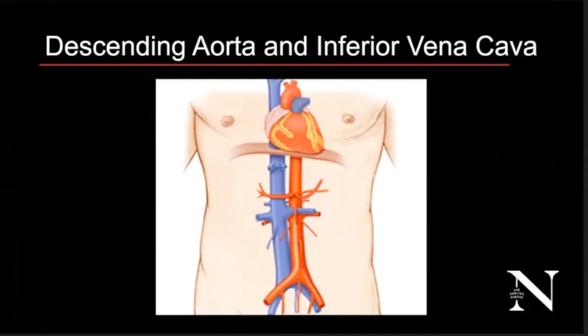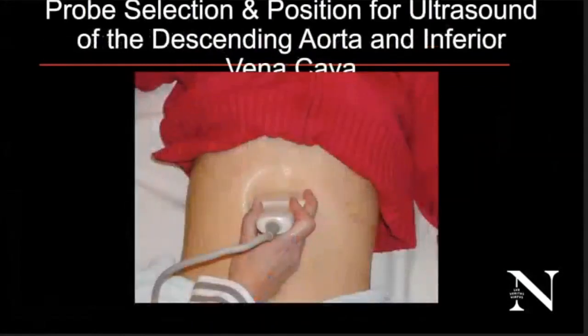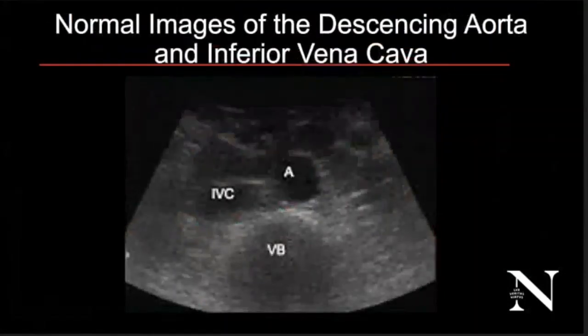This is about the easiest ultrasound image to obtain. This is the probe position with the marker to the patient's right. And this is what you're going to look for, right? The vertebral body here, the aorta here, and the IVC here. So the aorta is on the left, IVC is on the right, the vertebral body.